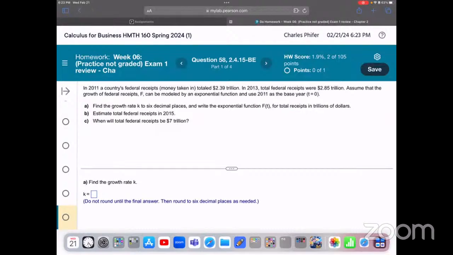Let's hop over here. Let's give ourselves some space. Come on. Right there is good.